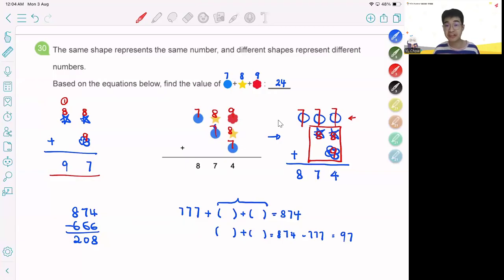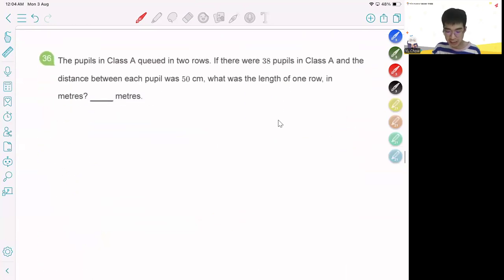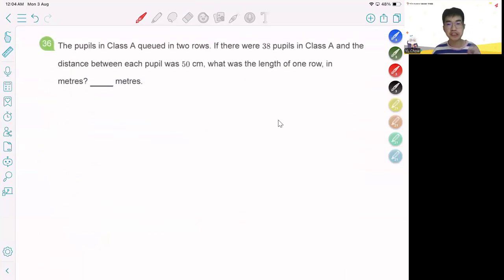And that is question 30 for you. All right. So now let's move on to the next question right after this tricky addition number puzzle. The next question is an interval problem, which again have some minor details that maybe some of you might have missed. Let's read the question. The pupils in class A queued in two rows.